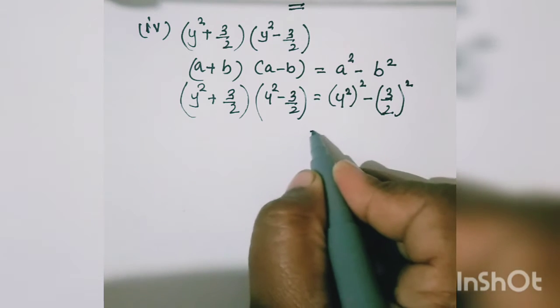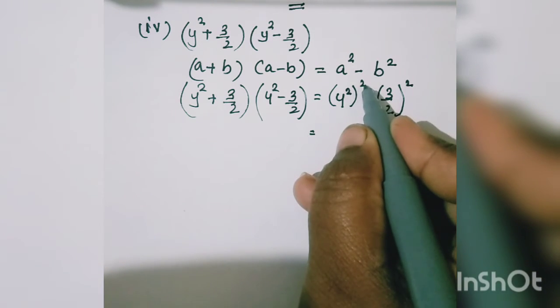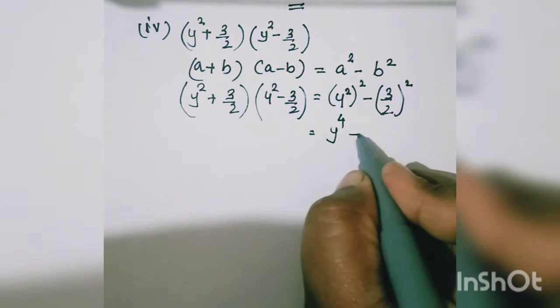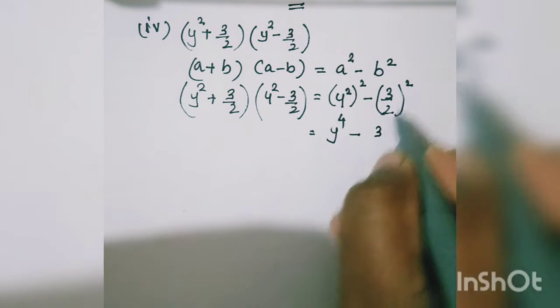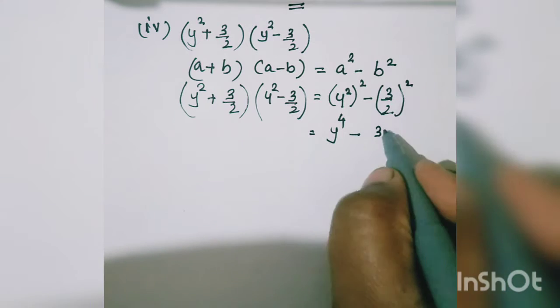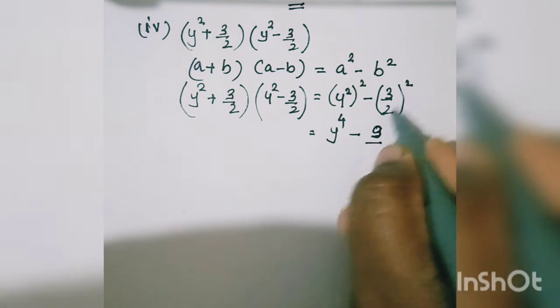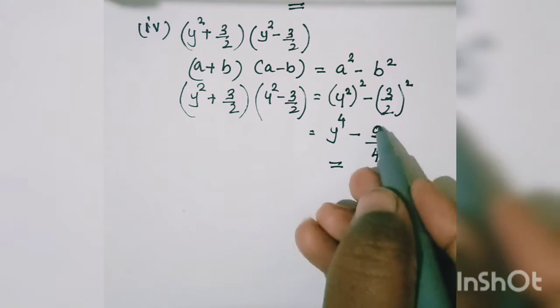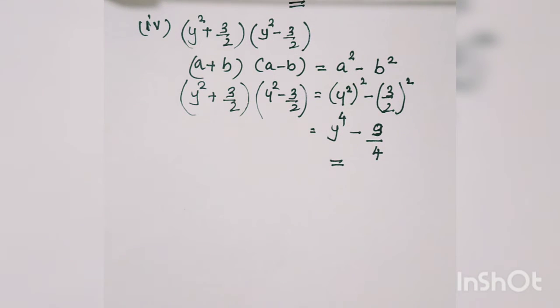Always put bracket here. So now what is y square to the power of 2? Y to the power of 4. Minus 3 by 2 whole square. What is 3 square? 3 square is 9. And 2 square is 4. So this will be the answer. Y power 4 minus 9 by 4.